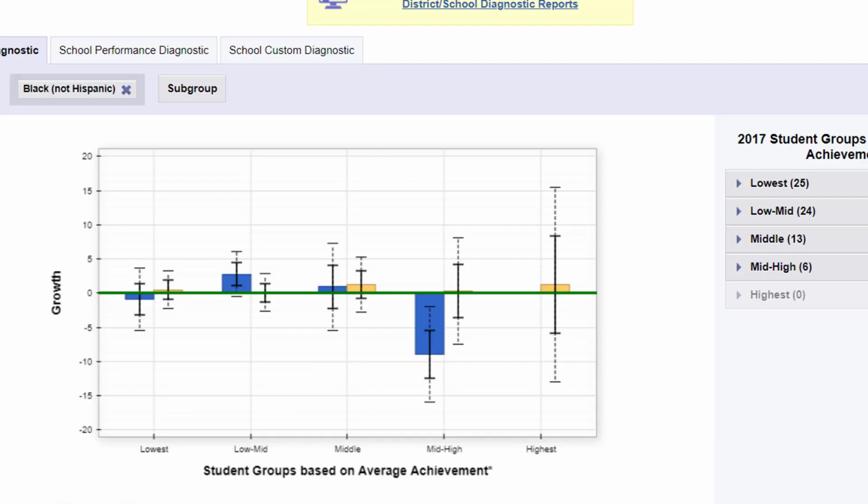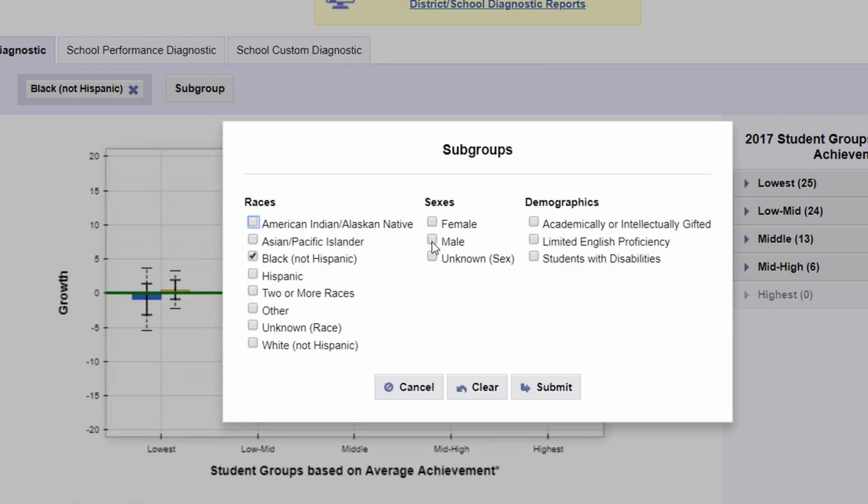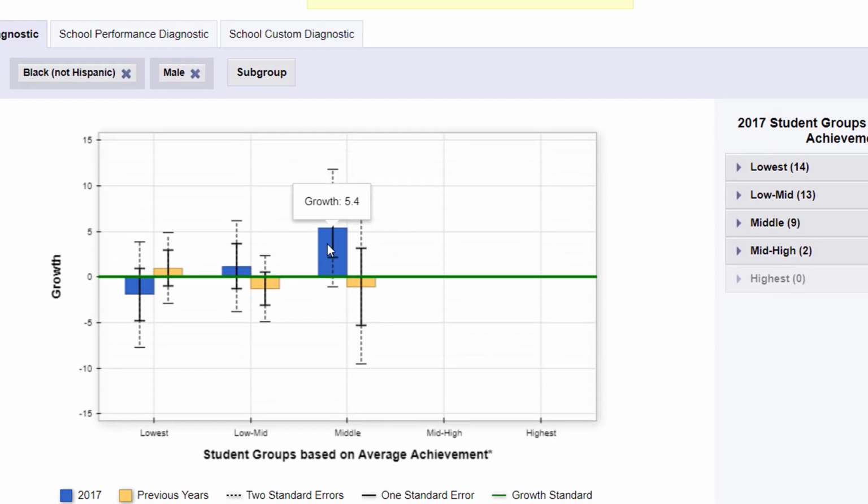Then I can dig even deeper and see if I had a difference in the way my black males performed over my black females. So now I'm just going to look at my males. Well, there is a big difference. Look how well my middle group of black males performed. I met growth with my lowest, met growth with my next to the lowest. I exceeded growth at a pretty high level with my students who were in the middle.